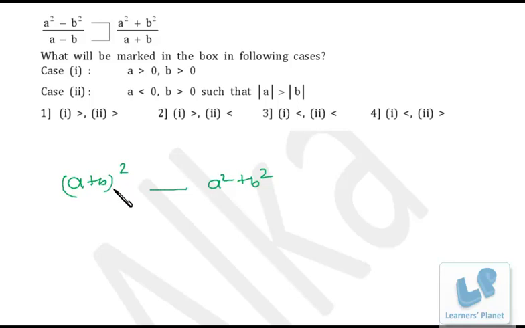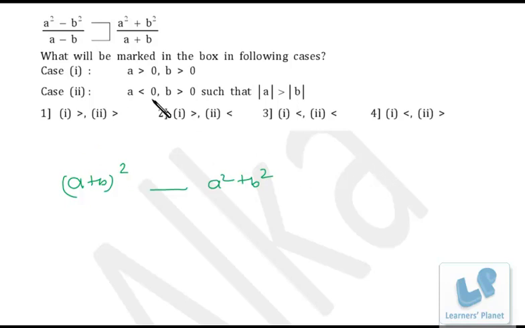Now since both of them are positive, we'll be getting a plus 2AB term extra over here in the left hand side, which is missing on the right hand side, right? So obviously (A plus B) whole square will be greater. So in case one, when both of them are greater than 0, the expression which is there on the left hand side will be greater, right?